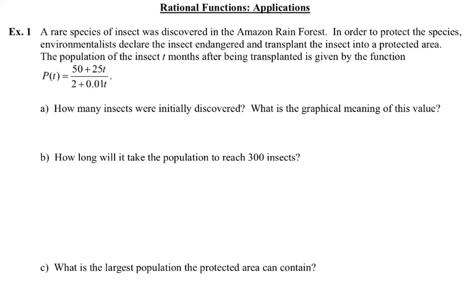So in this example, the function is actually given to you. So let's first start by defining our variables. When you reread the problem, it says that t is the number of months and that p is the population of insects. So I always recommend writing down what your variables represent. So t is the number of months and p is going to be the number of insects.